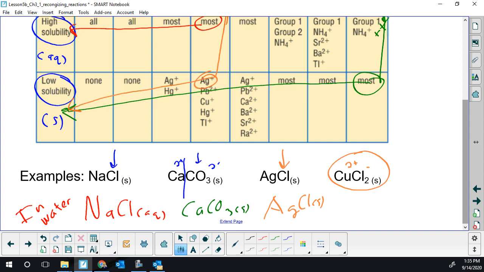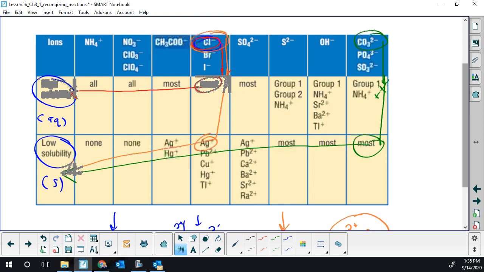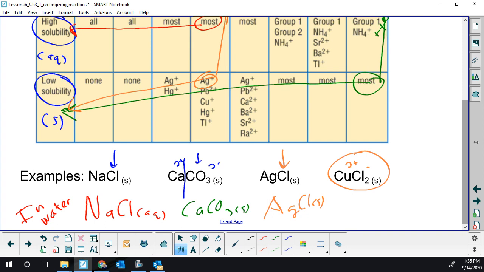So chloride with copper 2 plus. There's chloride. It's soluble with most things except for silver plus. We don't have that. Lead 2 plus. Well, it's not that. Copper +1. No, we have copper +2. That's different. And mercury, and I think that's thallium, though I'm not sure. Okay? So copper 2 would fit under the most and is highly soluble. So CuCl2, copper 2 chloride is aqueous, is highly soluble.